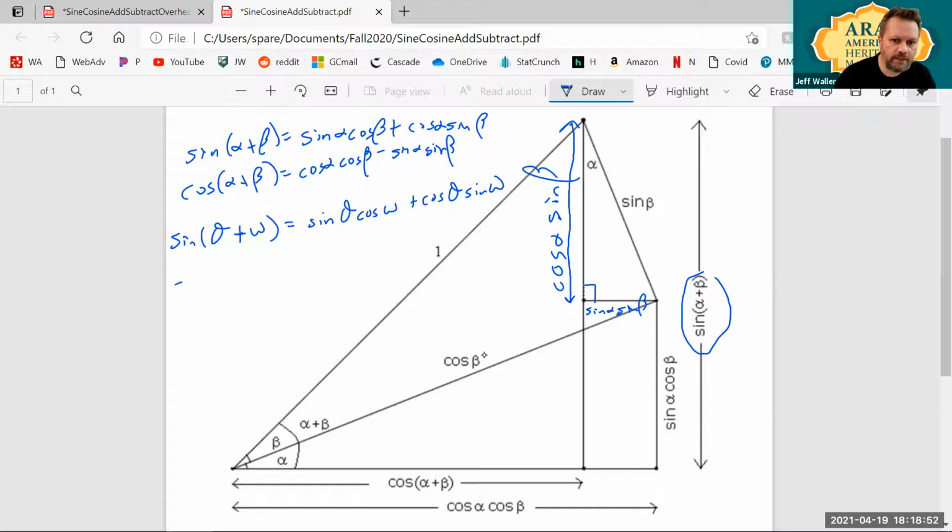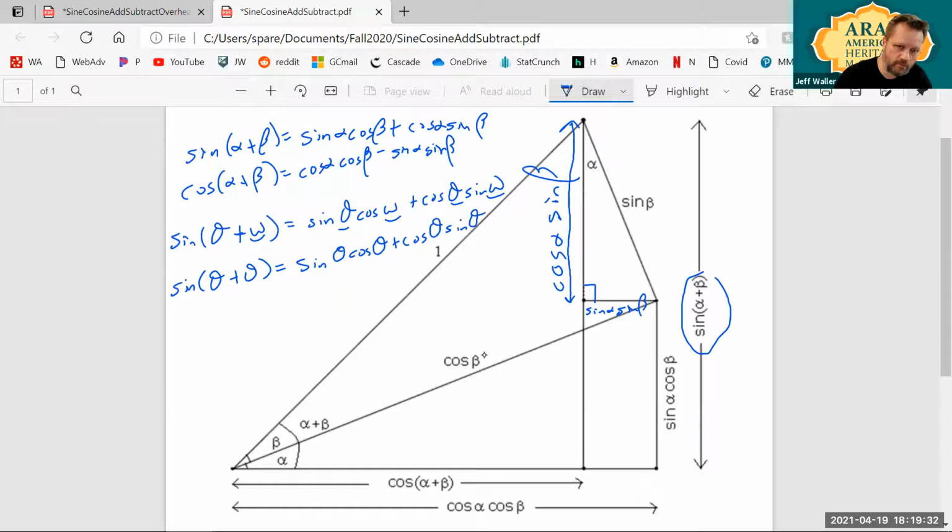So what about this then? What is sine of theta plus theta? Somebody else. This is going to be too easy, hopefully. It's not 1. I don't know if you're raising your hand or saying 1. It's not 1. Somebody please. Sine of theta plus omega is sine theta cosine omega plus cosine theta sine omega. So what's sine of theta plus theta? It's sine theta cosine theta plus cosine theta sine theta.